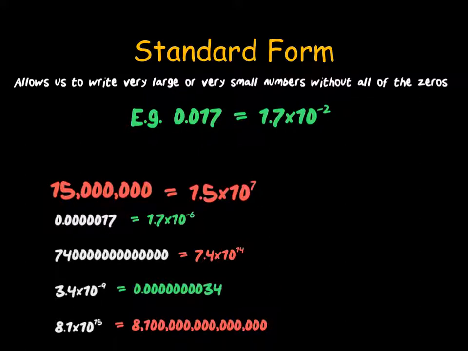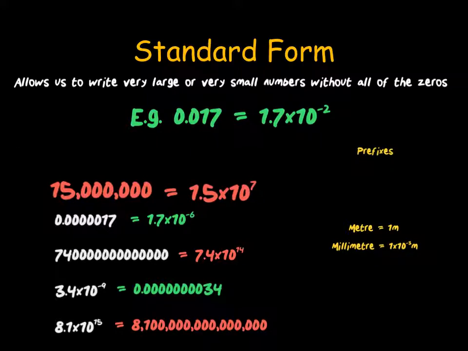This allows us to use very large and very small numbers in a much more convenient fashion. We can also use standard form to convert between prefixes. So for example, we have meters, which is equal to 1. Millimeters are 0.001 meters, or 1 times 10 to the -3 meters.